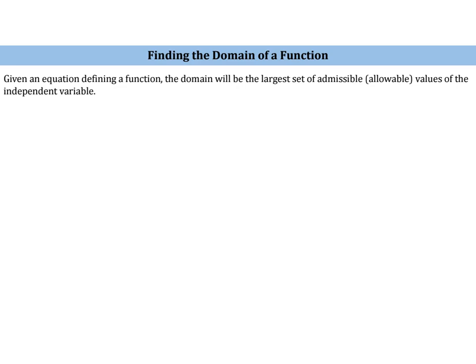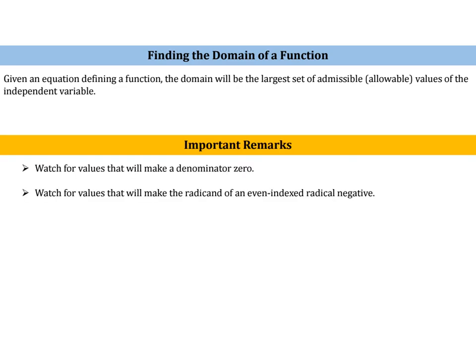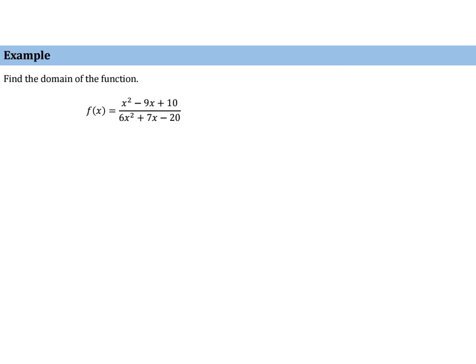usually x. Two good things to look out for are fractions, and we never want to divide by 0, so we'll look at what values will make the denominator 0, and we'll exclude those values. Then we'll look at even indexed radicals like square roots or fourth roots, and we never want to take the square root or fourth root of a negative number. And the reason why we don't want to do that is because the square root or the fourth root or the sixth root of a negative number is going to be not real.